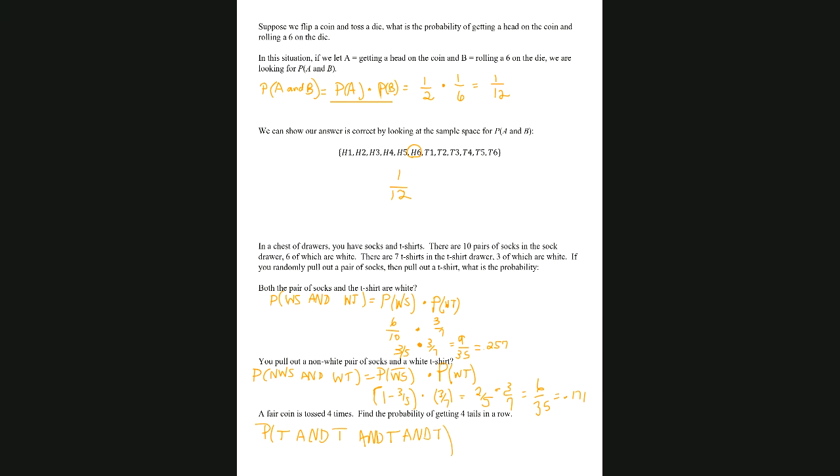Because flipping a coin multiple times, those events are independent, all I have to do is multiply the probability of getting tails times itself 4 times. So what is the probability of getting heads or tails? 1/2. So that's the first toss. Then there's a half chance of getting tails in the second toss, and the third toss, and the fourth toss. So the probability is 1/16 that you will get tails 4 times in a row.